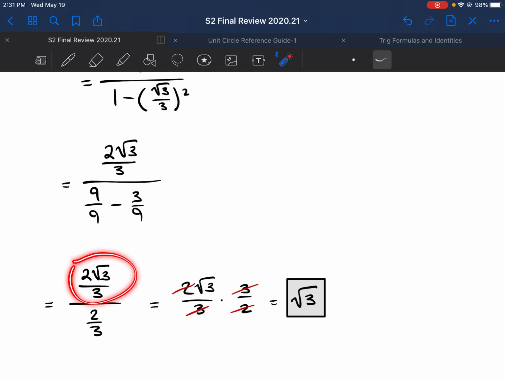Then at this point, we do keep, change, flip. 2 root 3 over 3 times, this thing gets flipped upside down, times 3/2. And notice these 2's will cancel, these 3's will cancel. All that's left is root 3, which is our answer.